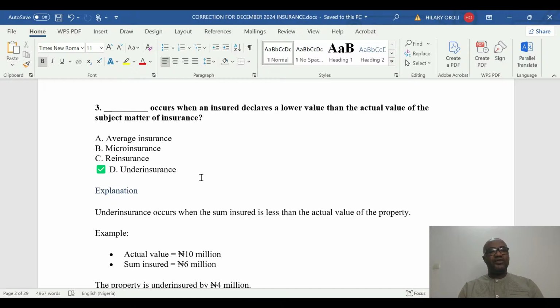So in this question it is asked saying that dash occurs when an insured declares a lower value than the actual value of the subject matter of insurance. Our answer is underinsurance. Underinsurance occurs when an insured declares a lower value than the actual value of the subject matter of insurance.